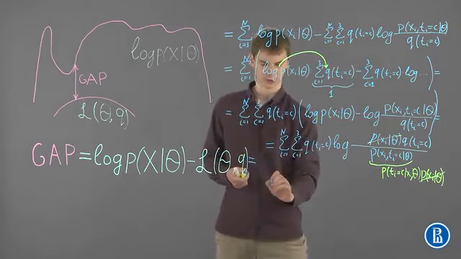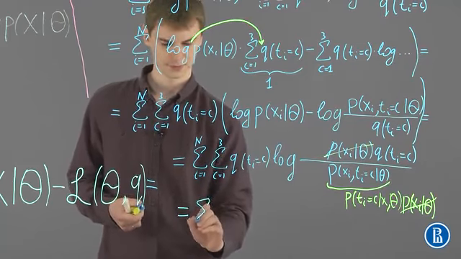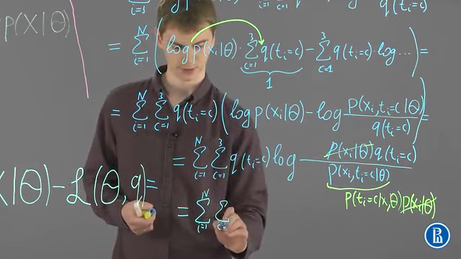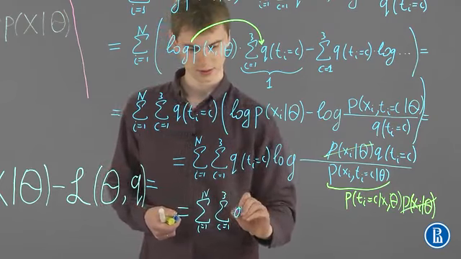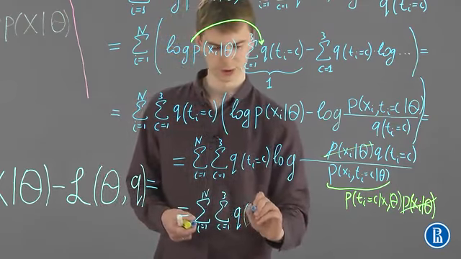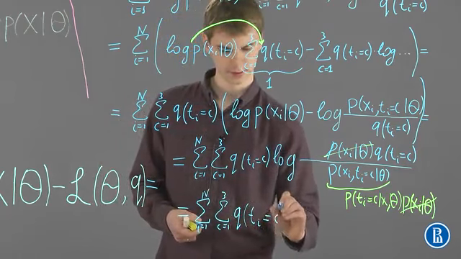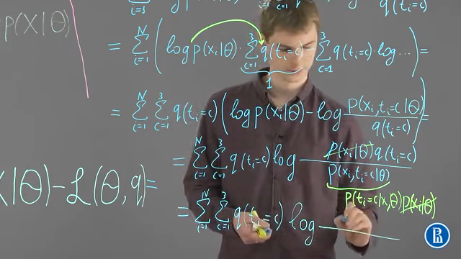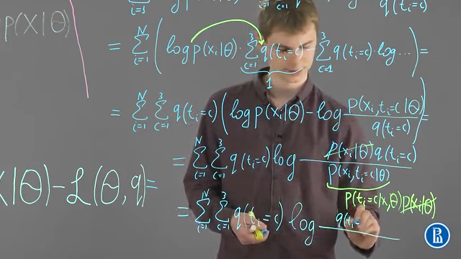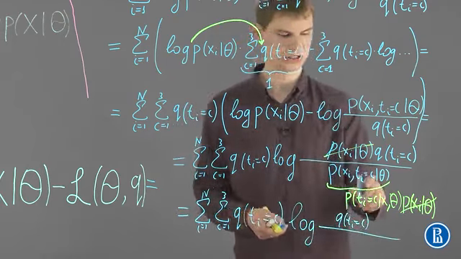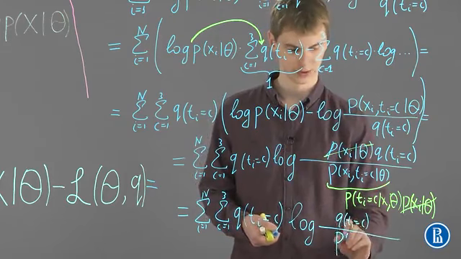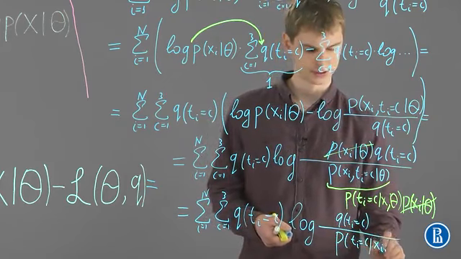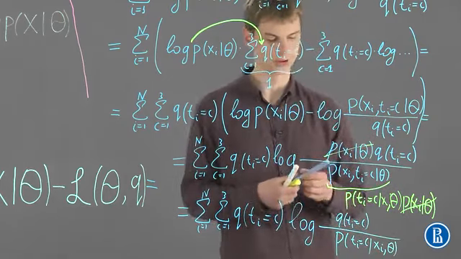We have a sum with respect to the objects, a sum with respect to the values of the latent variable, the values of the variational distribution Q, times the logarithm of Q divided by the posterior distribution on Ti. So the probability of Ti equals c, given the data point xi and the parameters theta.